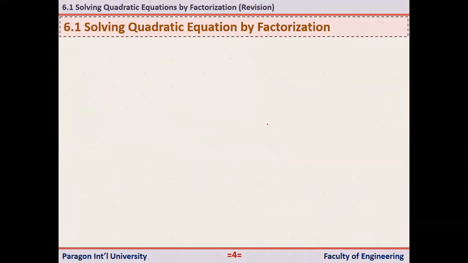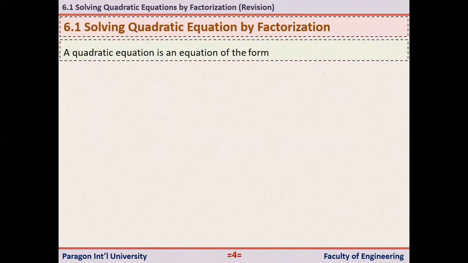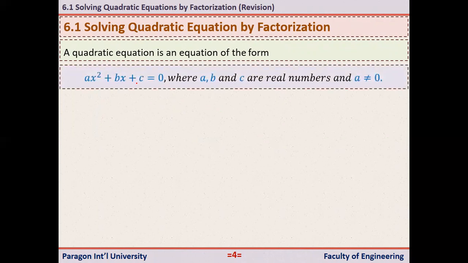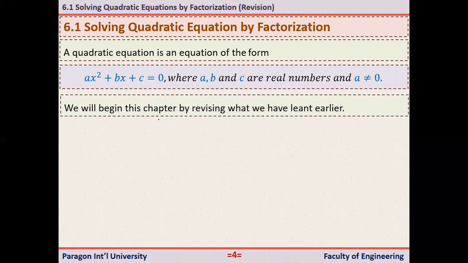Okay, solving quadratic equations by factorization. This is revision. A quadratic equation is an equation of the form ax squared plus bx plus c is equal to 0, where a, b, and c are real numbers and a is not equal to 0. This condition is really important, because if a equals 0 and we substitute here, 0 times x squared is 0, and it just becomes a linear equation. We have already studied linear equations. Now we are going to talk about quadratic equations. That's why a should be different from 0. So we will begin this chapter by revising what we have learned earlier.